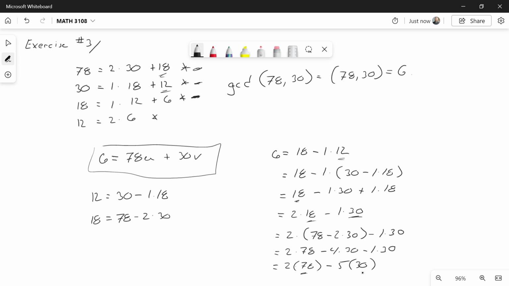So my 78 and my 30 are my original ones. This tells me my u is equal to 2, and my v is equal to -5. And that I would just plug into here. So that's how we do it. We just do the reverse of the Euclidean algorithm.